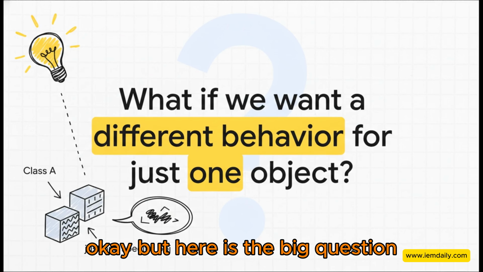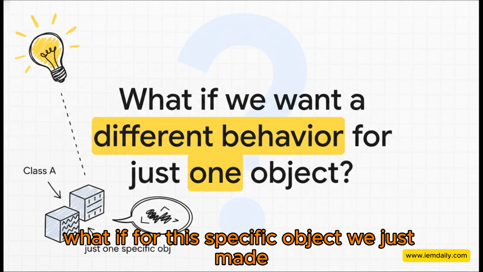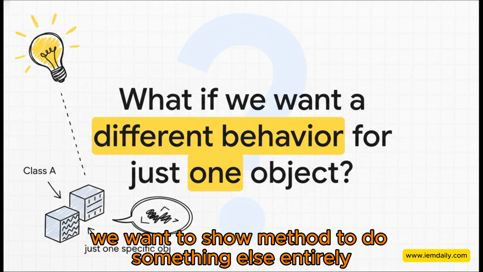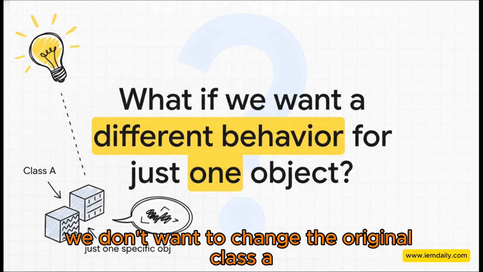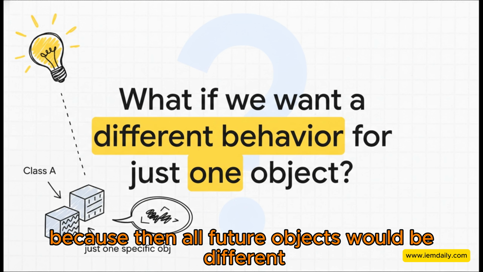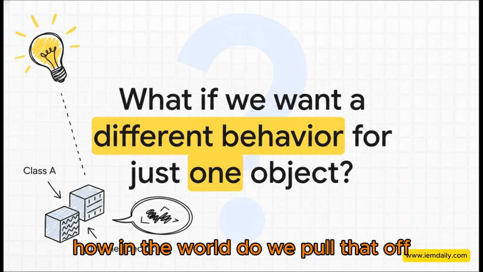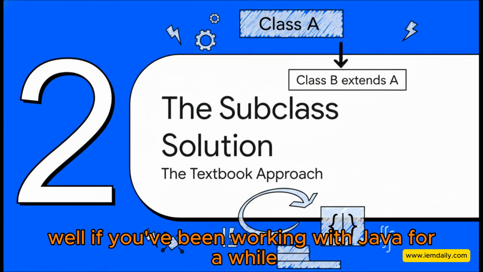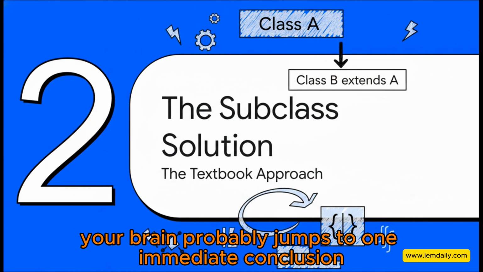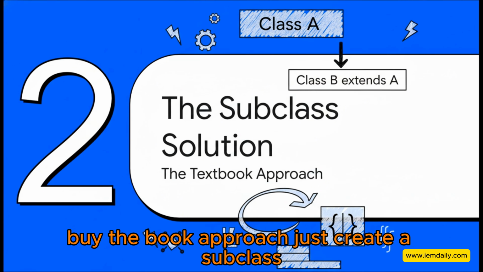Okay, but here is the big question. What if, for this specific object we just made, we want the show method to do something else entirely? We don't want to change the original class A because then all future objects would be different. We just want to change it for this one instance. How in the world do we pull that off? Well, if you've been working with Java for a while, your brain probably jumps to one immediate conclusion. The classic, by-the-book approach. Just create a subclass.